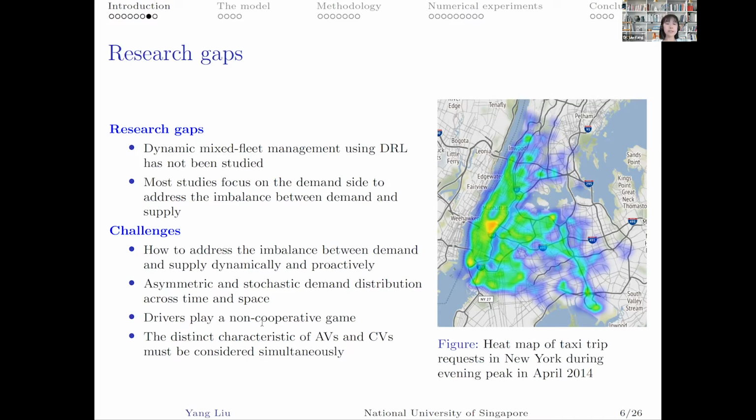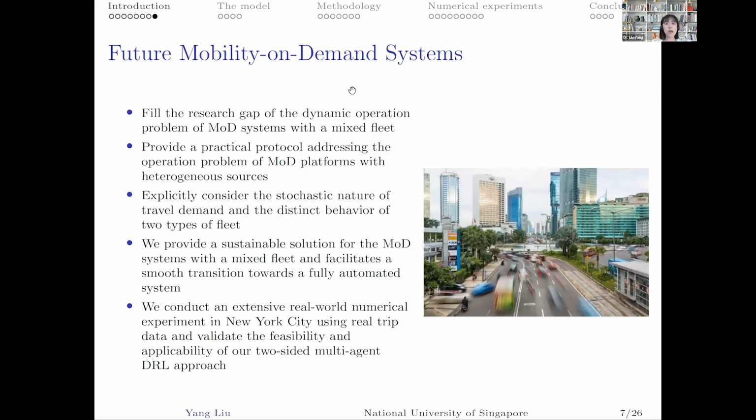And lastly, we also want to consider the behavior of drivers. So drivers actually play a non-cooperative game. They try to make their own decisions to maximize their own benefit. So the distinct characteristics of AV and CV must be considered simultaneously.